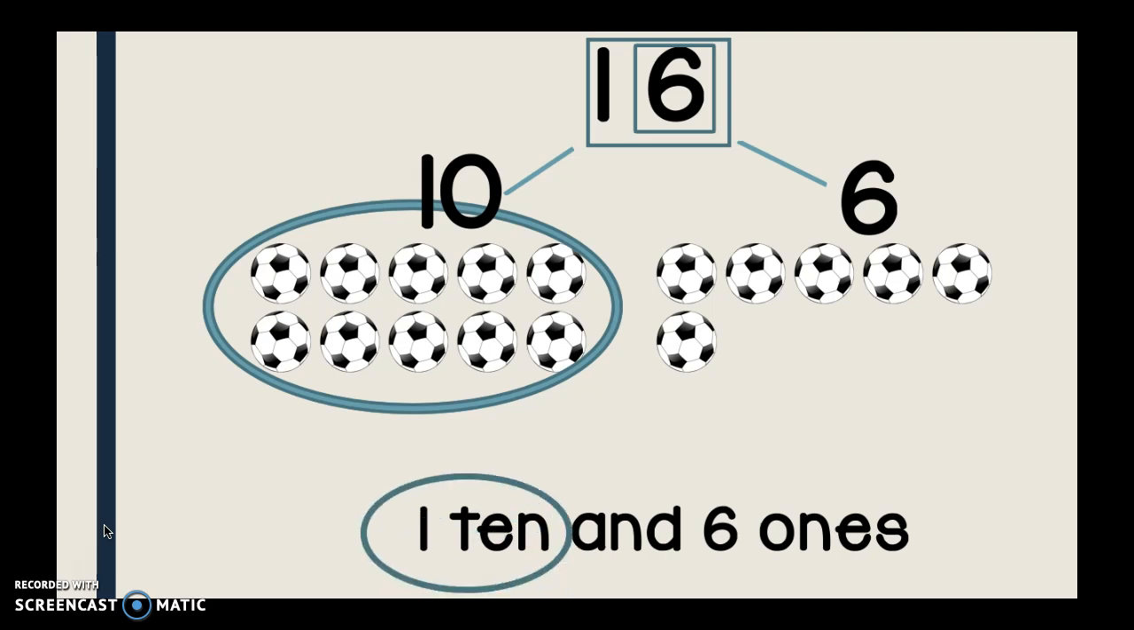Oh, sorry, I forgot. What I wanted to show you is I circled the 10 up there and then I circled the 10 down there. You don't have to do that. I'm just showing you that 1 ten stands for that one group of 10. Okay? All right, hopefully that's helpful. Here we go.